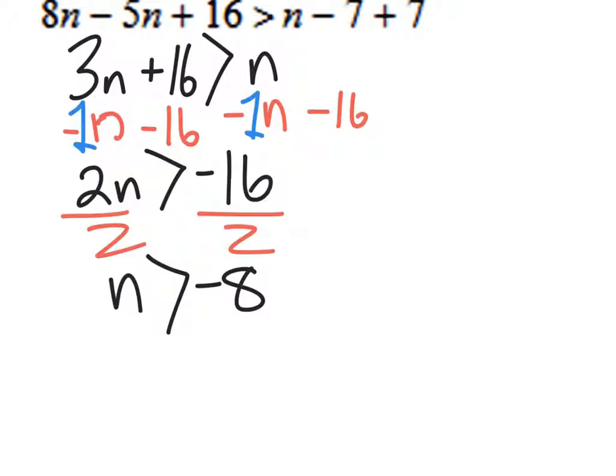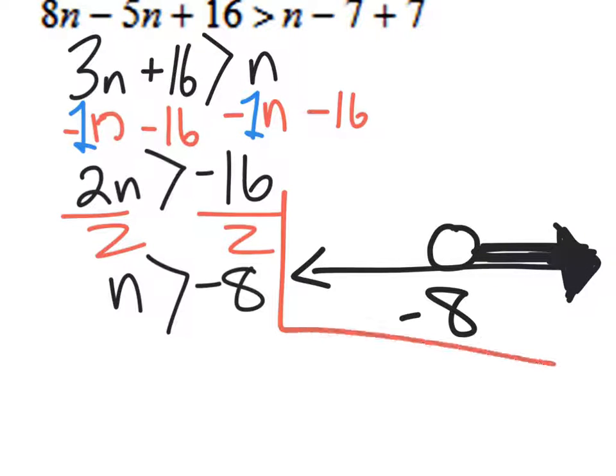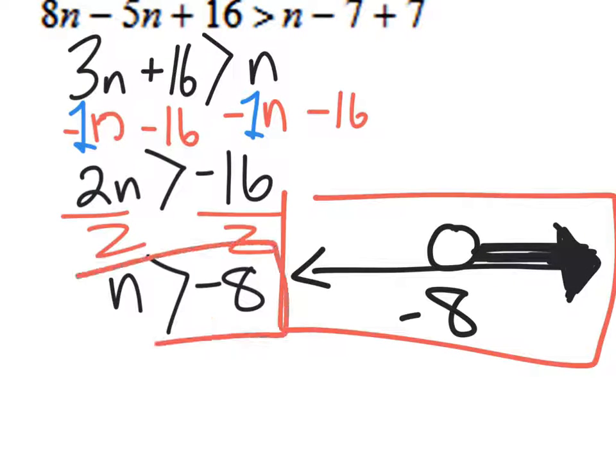Well, I know that the number n, whatever it is, is going to be bigger than negative 8. So I'm going to simply write negative 8. And I also know that this symbol is greater than. It's not greater than or equal to. And because it's simply greater than, I'm going to draw a circle, and I'm going to leave it open or empty or unshaded. And then we're going to shade to the right because n is greater than negative 8, right? And if you do this, you're going to get a perfect score on your quiz. This is the answer.